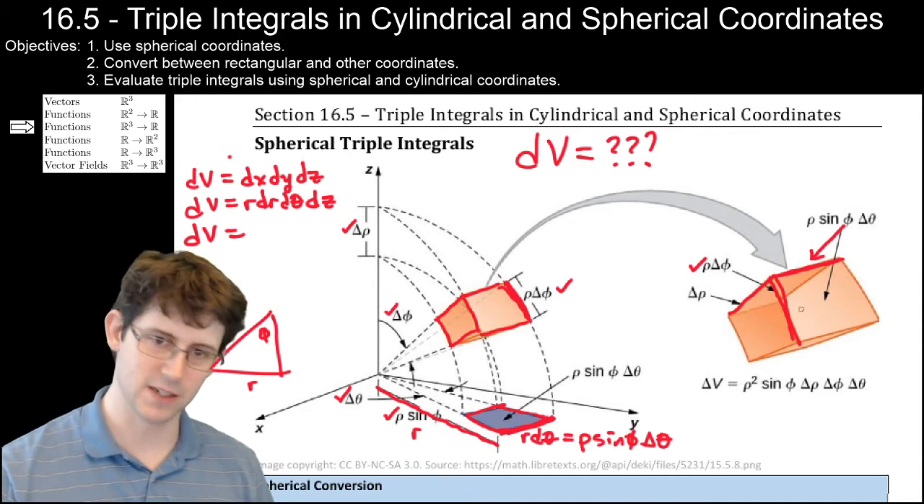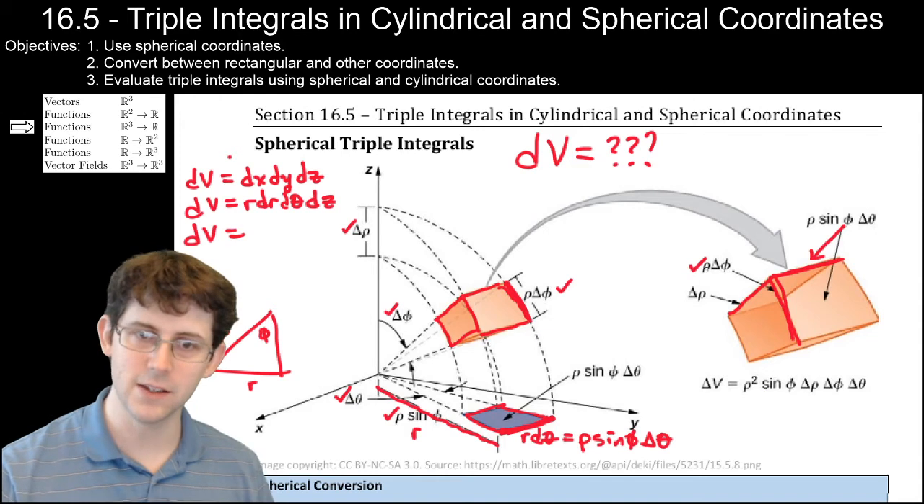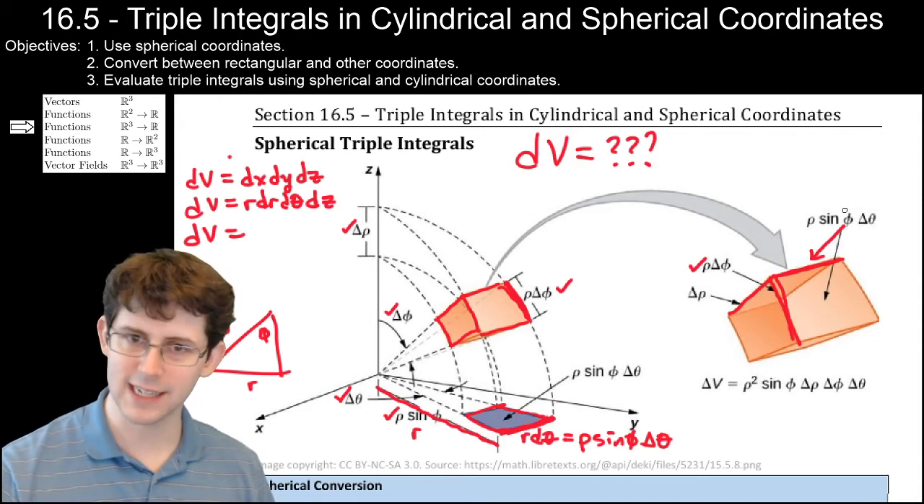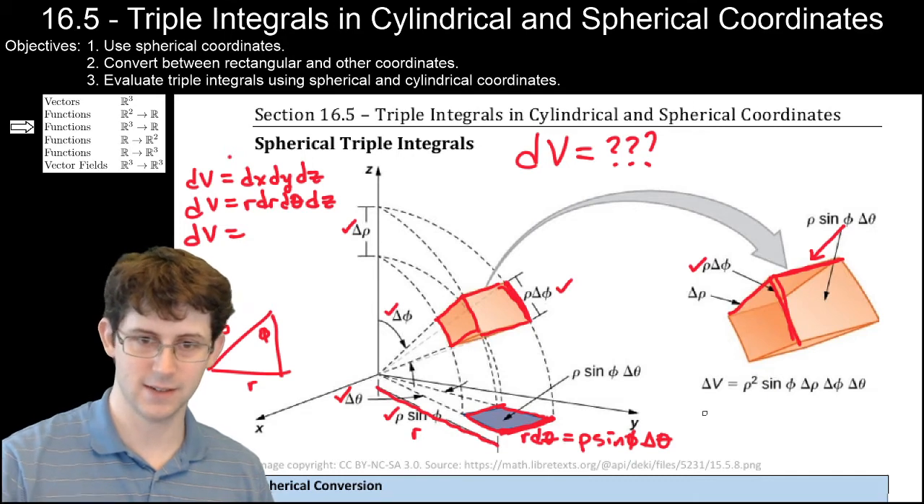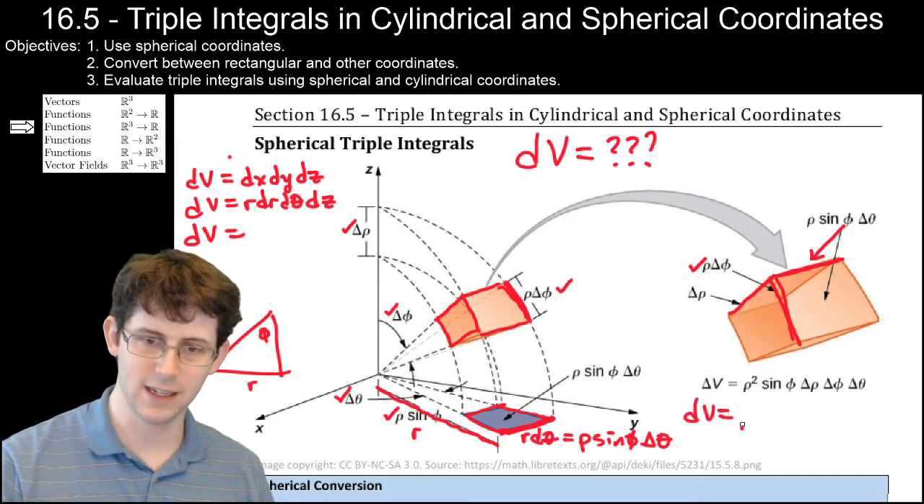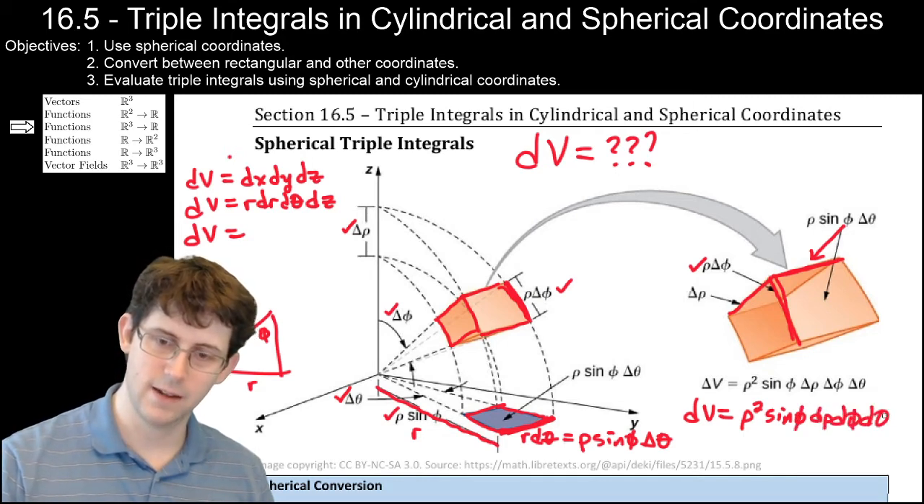So these arrows are just pointing to the wrong place. But if you multiply all these together, you get 2 copies of rho, you get a sine phi, and then you get 1 of each of the d things. So my final answer for dV is going to be rho squared sine phi, d rho, d phi, d theta.